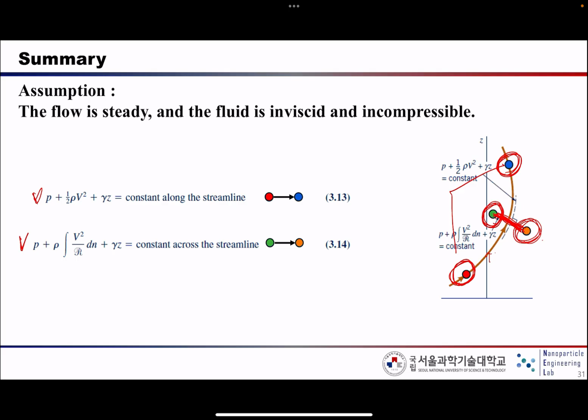Okay, so again, the assumption part is very important. Before you apply these two equations, you need to check that your flow is steady, inviscid and incompressible.